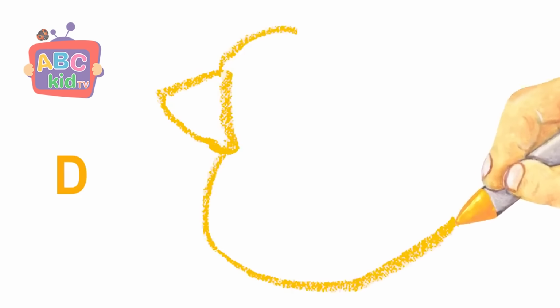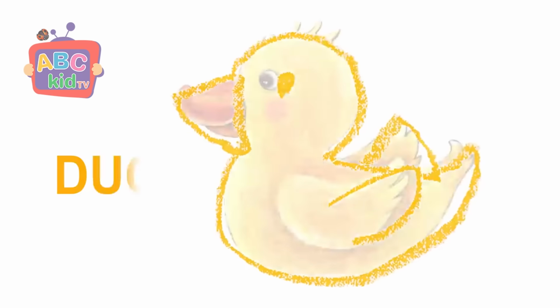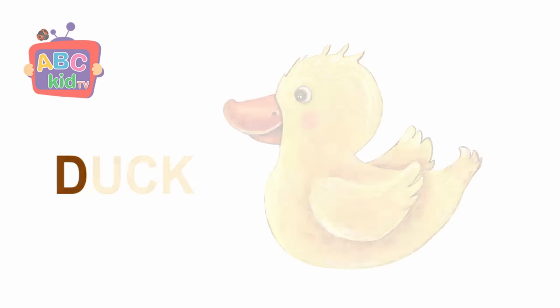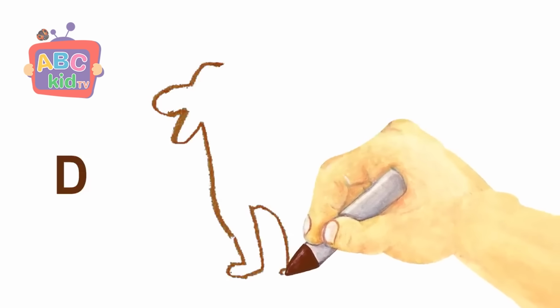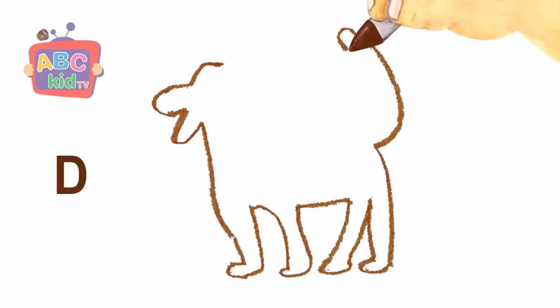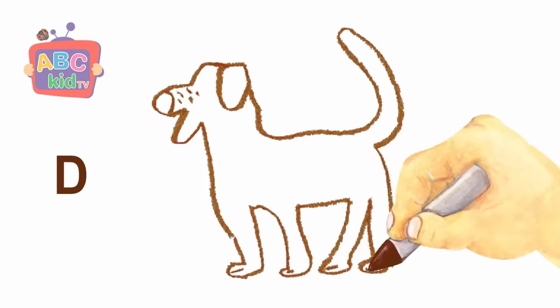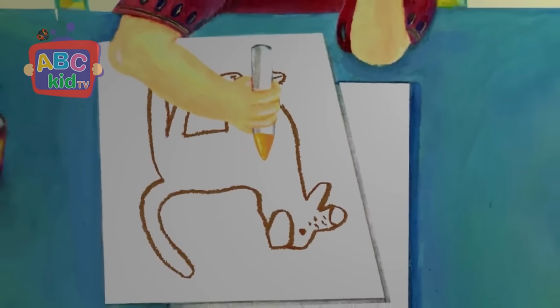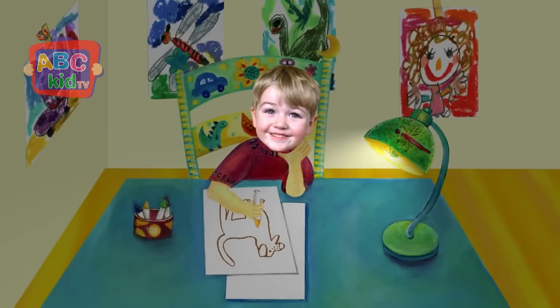Let's draw another one starting with D. What about this? This is a duck. Quack, quack. How about this one? This is a dog. Woof, woof. Let's see who's been drawing all these pictures. That's me. I've been drawing all the pictures.